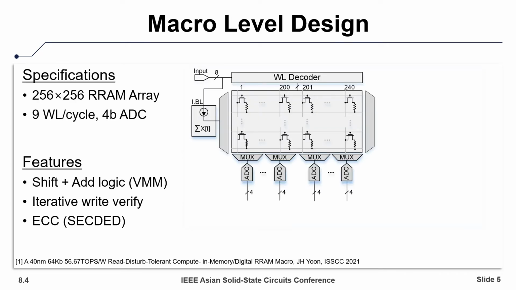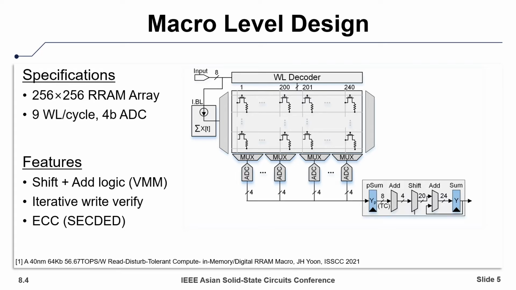In this work, we designed our macro around a 256 by 256 RRAM array. The macro can read up to 9 word lines at a time and uses 4-bit flash ADCs to read the multi-level outputs. The references for these ADCs are generated using on-chip 8-bit digital to analog converters. We also have several additional modules that enable several features.